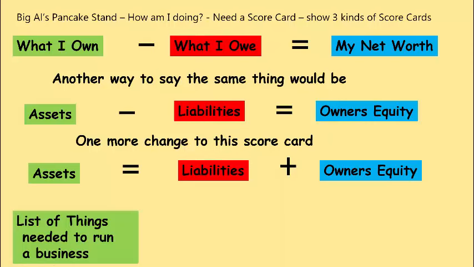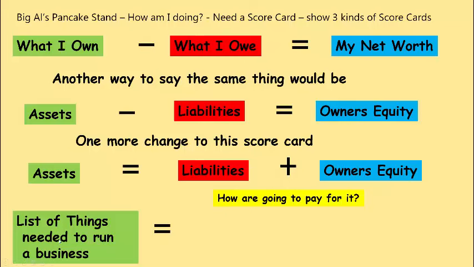Now, assets are a list of things that you need to run a business. They usually have some kind of physical existence. You can taste them, pick them up, that kind of thing. And liabilities and owner's equity are the things that we're going to use to pay for these assets.